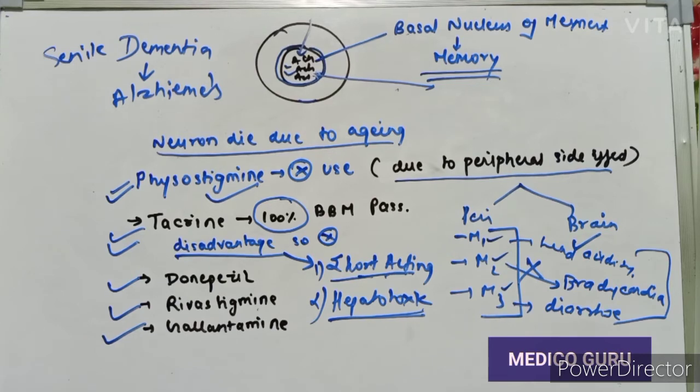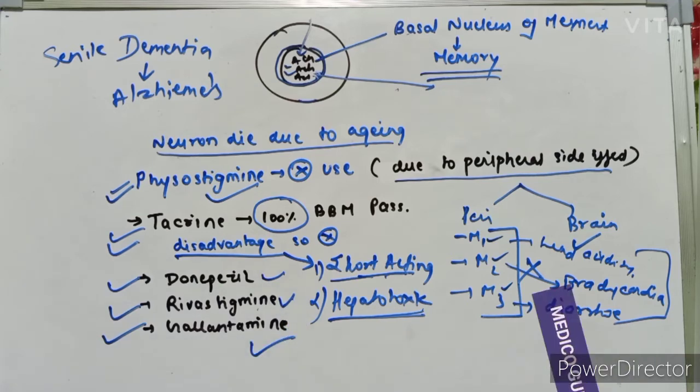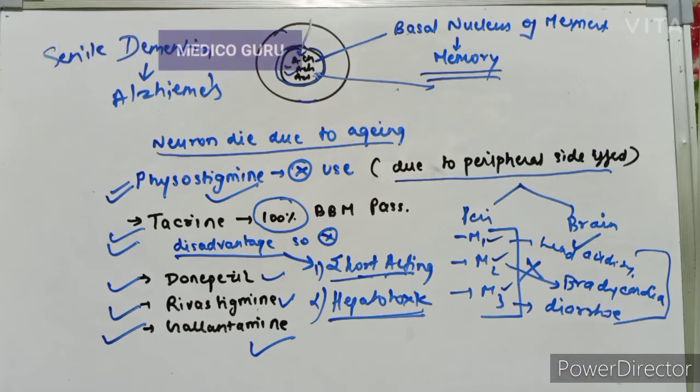And tacrine also has disadvantages: it is short acting and it is a hepatotoxin, it causes liver damage. That's why we cannot use tacrine nowadays. So the safe drugs are donepezil, rivastigmine and galantamine. These are the safe drugs to use in Alzheimer disease to treat senile dementia.